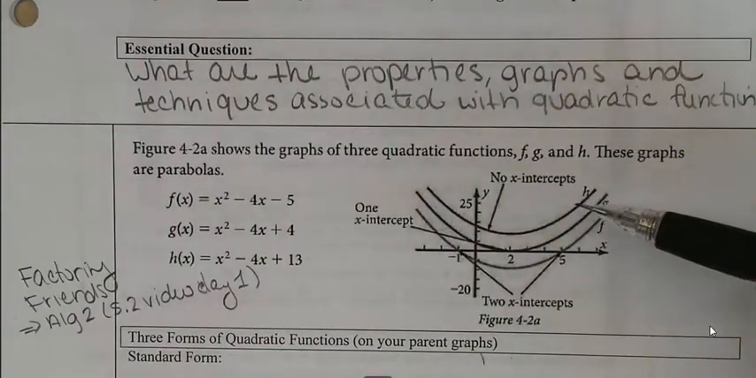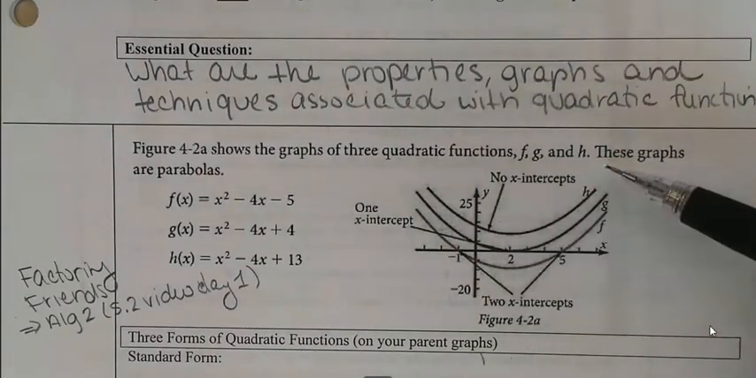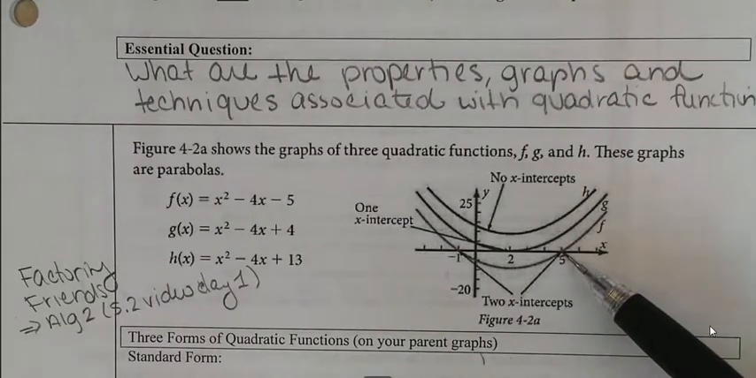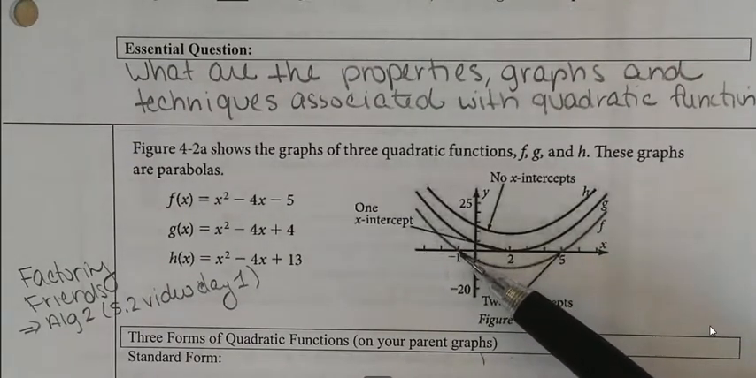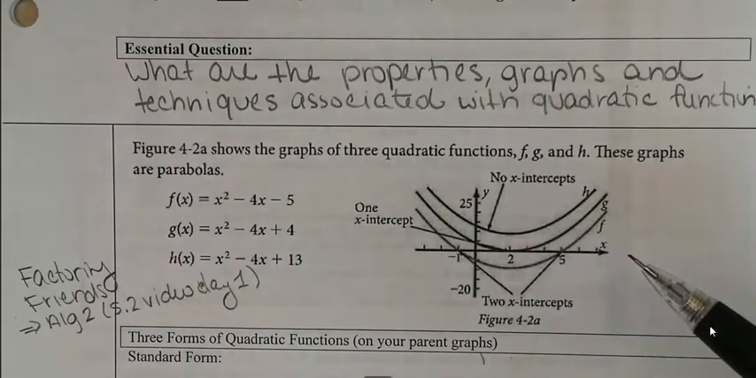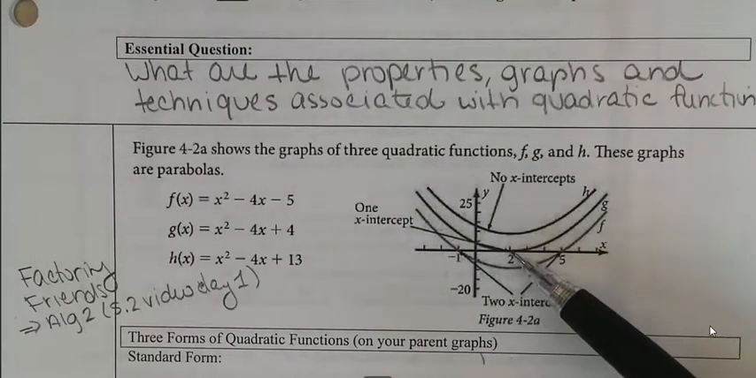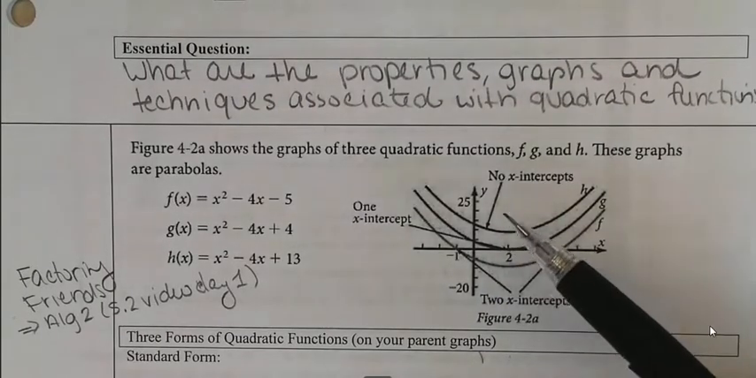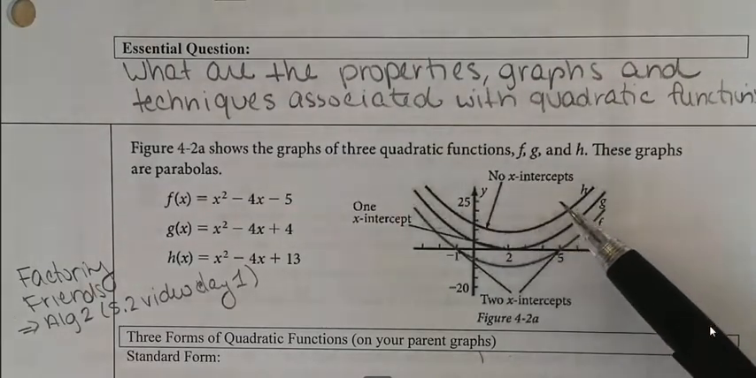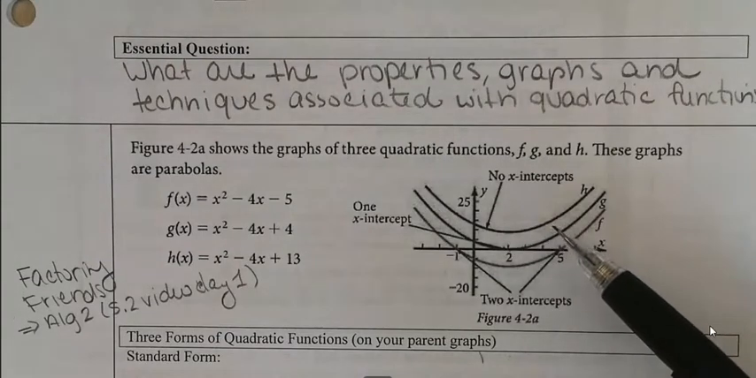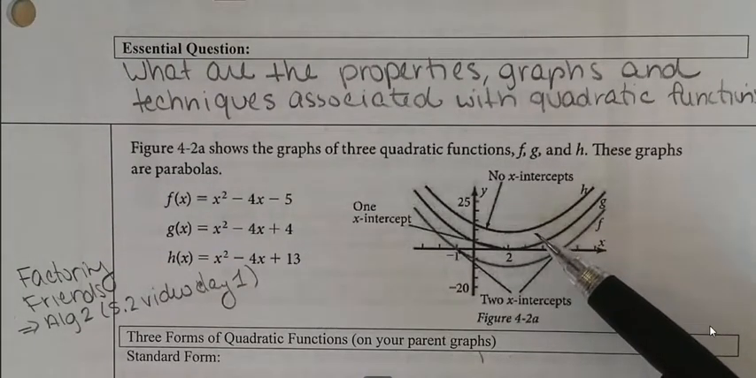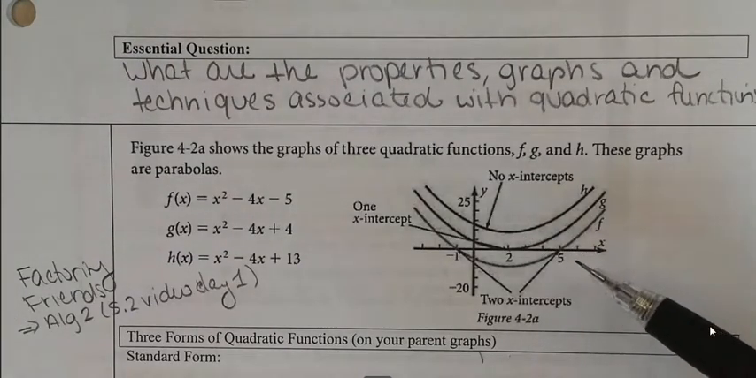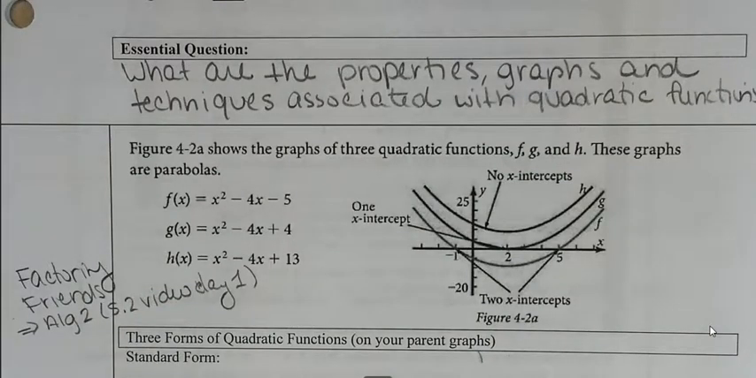So quadratic functions look like parabolas. Sometimes they cross the x-axis twice, giving you 2 x-intercepts or 2 solutions. Sometimes they only touch the x-axis once, giving you 1 solution, usually at the vertex. And then sometimes they never cross the x-axis at all, meaning that you would have some complex solutions involving imaginary numbers.